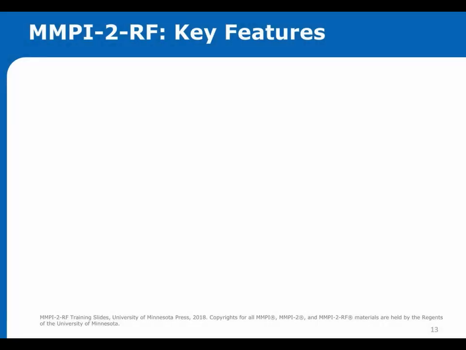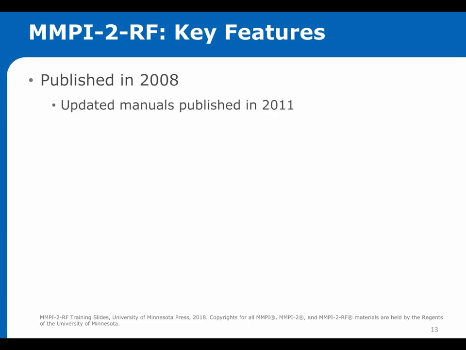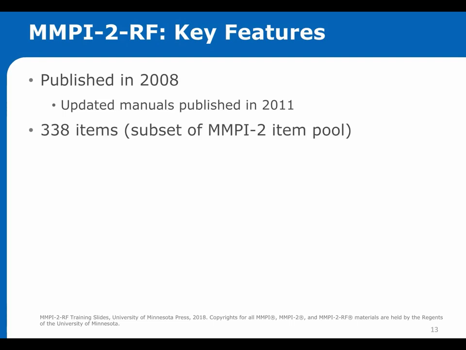I'm going to start off this unit by providing some basic facts about the restructured form. The MMPI-2RF was initially published in 2008, and a set of updated manuals for the instrument were released in 2011. The instrument consists of a subset of 338 of the 567 items that are scored on the MMPI-2. The MMPI-2RF's normative sample is based on the normative sample of the MMPI-2. Unlike the MMPI-2, however, the restructured form uses non-gendered norms, and its normative sample consists of an equal number of men and women drawn from the individuals who comprised the MMPI-2 normative sample.